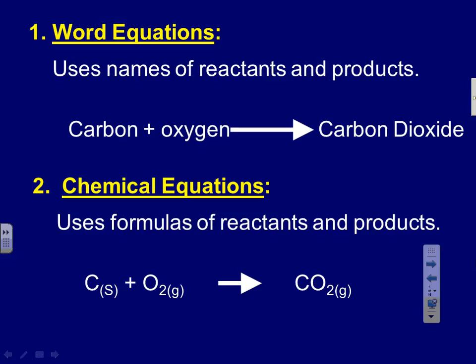So the word equation involves the names of the reactants and products, so just what they're called, using their names. And the example that I'm using here is carbon reacting with oxygen in a burning situation, kind of like if you had a piece of charcoal, if you were barbecuing. And in the end, that carbon produces something called carbon dioxide. And it simply describes what's happening in the reaction. Very straightforward.